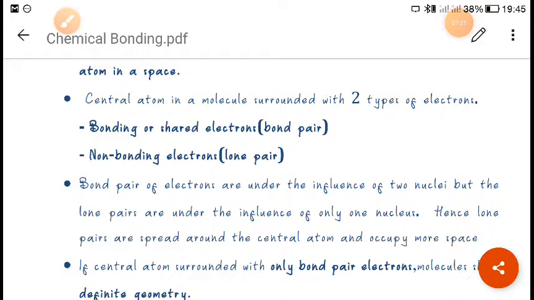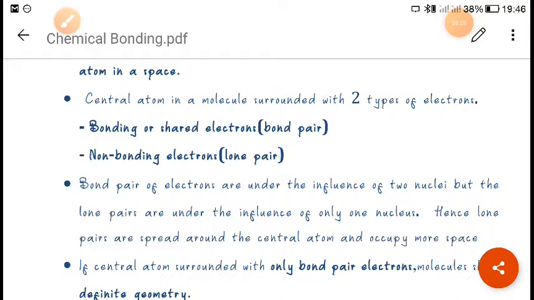Now on the other hand, in a molecule in which the repulsive interactions between the electrons around the central atom are unequal, we have an irregular, or we can say distorted geometry. In fact, the presence of a lone pair in addition to the bond pair in the molecule causes what? Distortion in the geometry of the molecules.